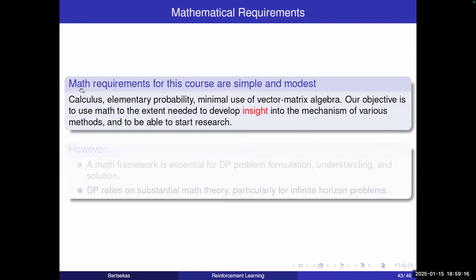Okay, as I mentioned earlier, we have made an effort to focus on helping you apply the methods introduced here for your research project. For this reason, we have de-emphasized to some extent the mathematical aspect of the theory. As a result, the math requirement for this course is simple and modest: only calculus, elementary probability, and minimum use of vector matrix algebra. In fact, we made an effort to avoid vector matrix algebra.